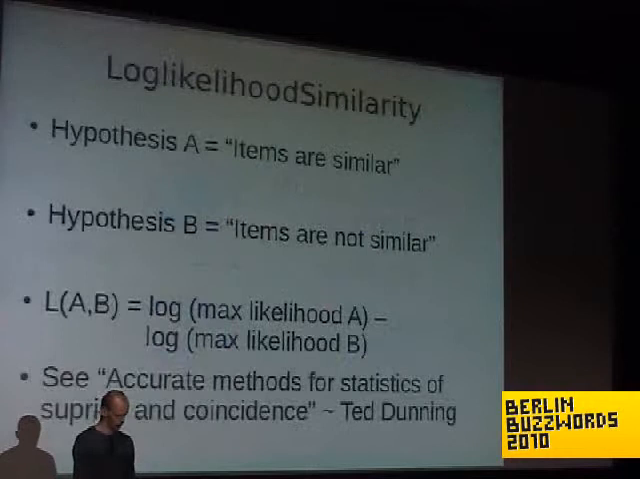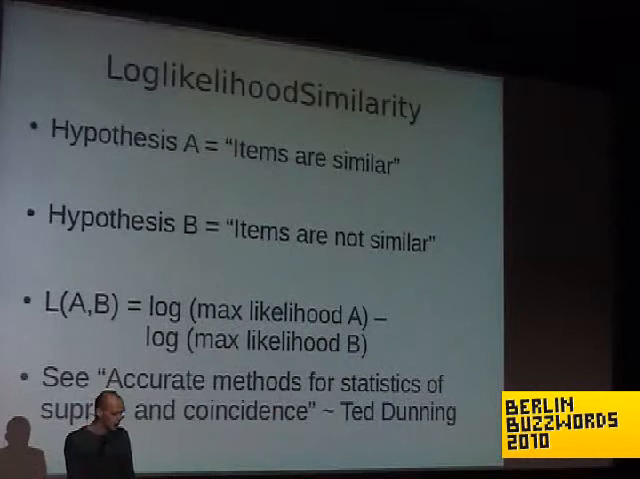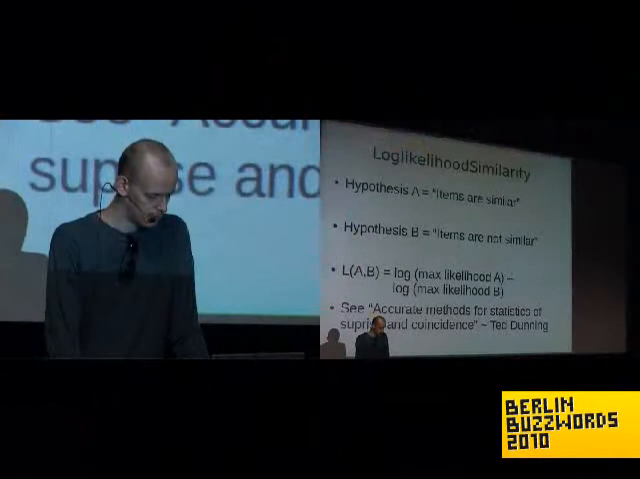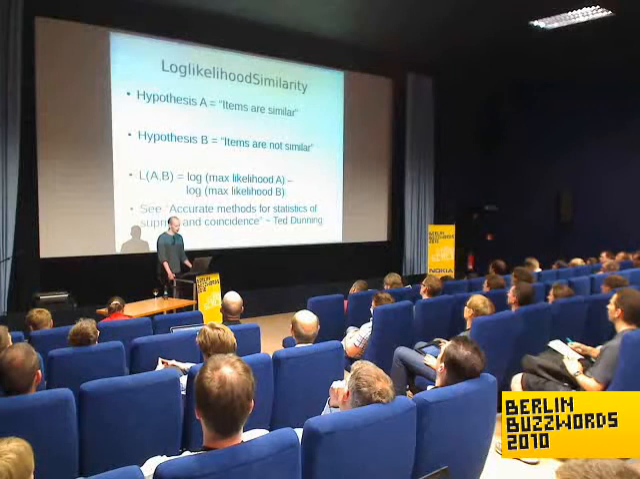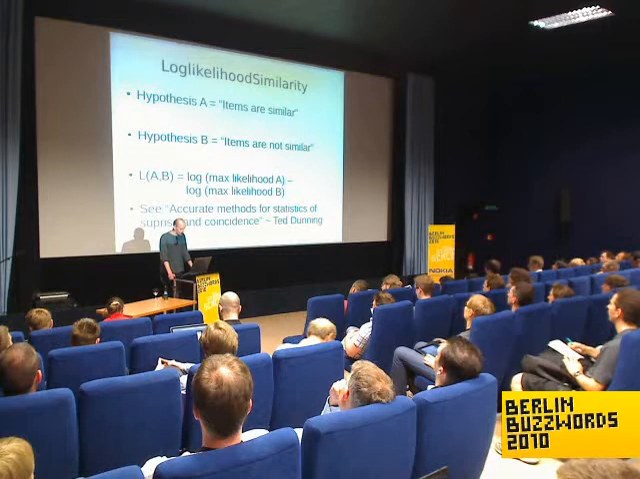Second is log likelihood similarity, slightly more involved. From what I understand of it, the idea is that you have two hypotheses. The first hypothesis is that items are similar. The second hypothesis is that they're not similar. And then with a likelihood calculation, you compute the likelihood of items being similar as opposed to it being just by chance, that they're not similar. If you want to know more about this, you can look up the paper by Ted Dunning on this.